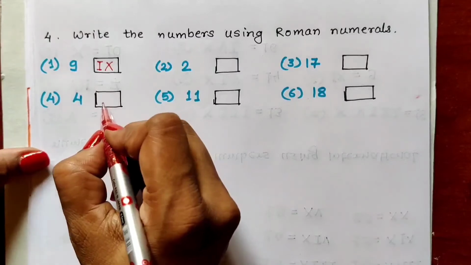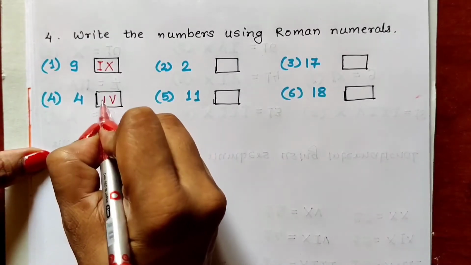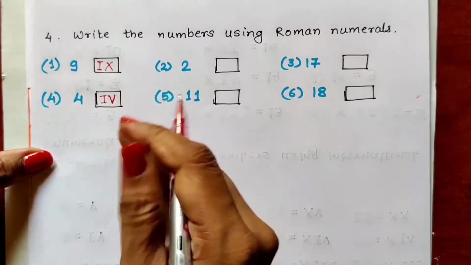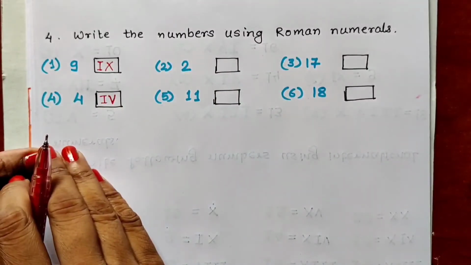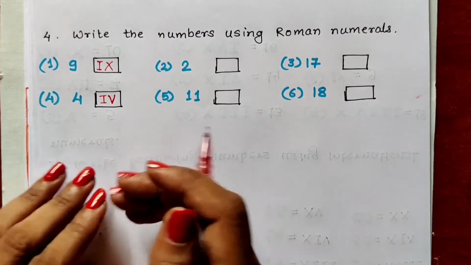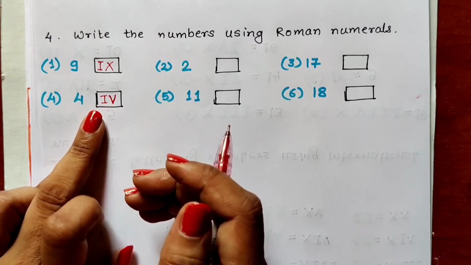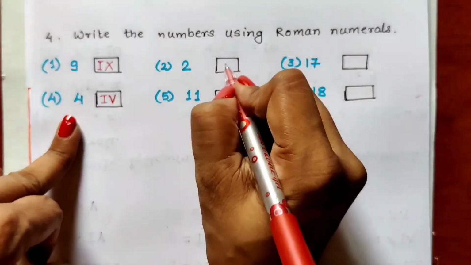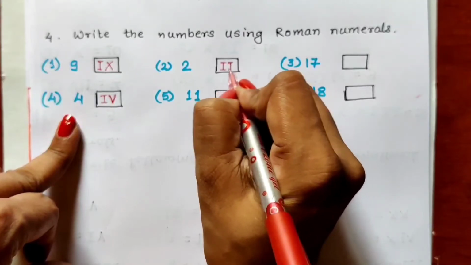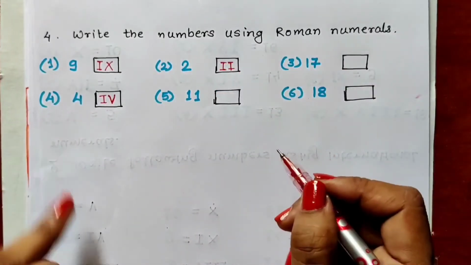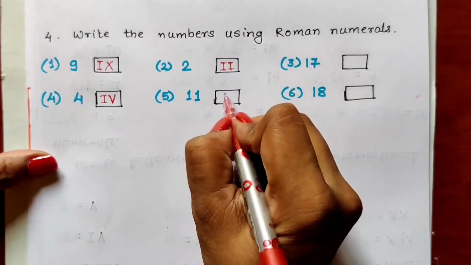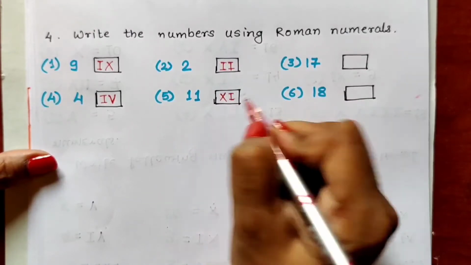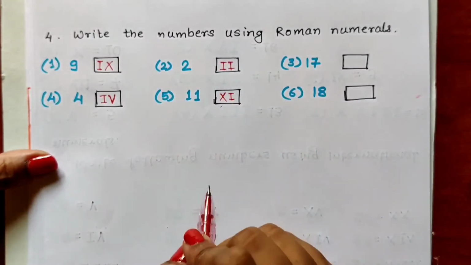4, how to write? 5 minus 1. So 5 should be written on the right side and I should be written on the left side. That means V on the right side, I on the left side. 5 minus 1 is 4. 2. 2 means what? II. 1 plus 1 is 2. 11. How to write 11? 10 plus 1. XI is 11.